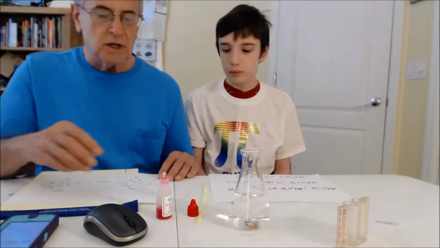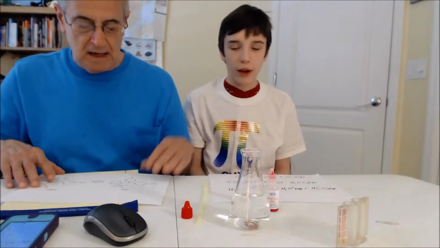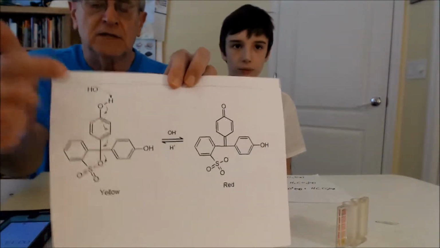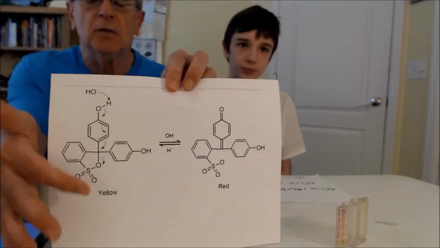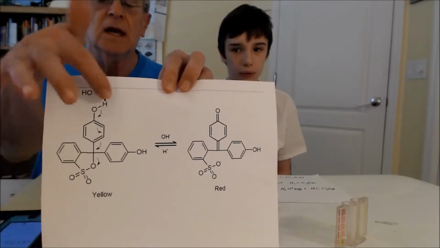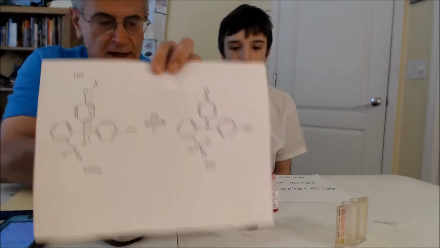And we're going to do a little demonstration with the Phenol Red indicator. Phenol Red indicates the pH level. This is the structure of Phenol Red in acid solution, and it will be yellow in acid solution. But if a little hydroxide is present, it will pull off this proton and produce the basic form of it, which is red.